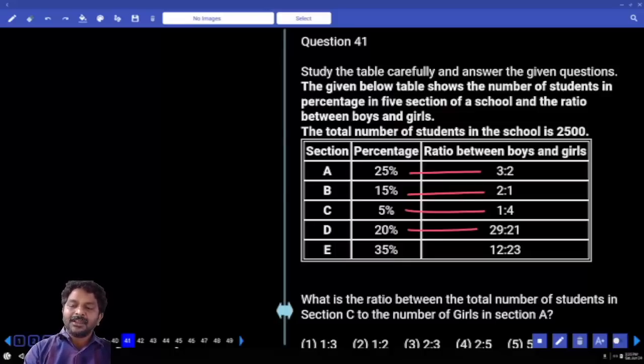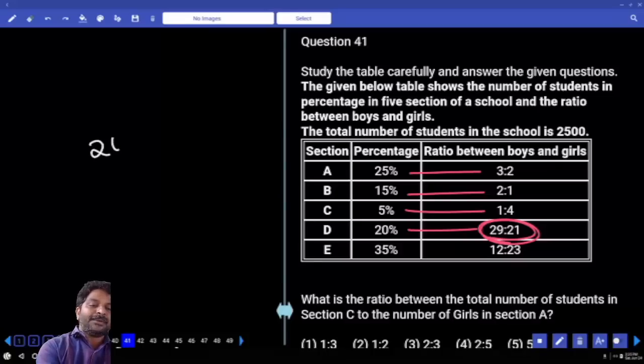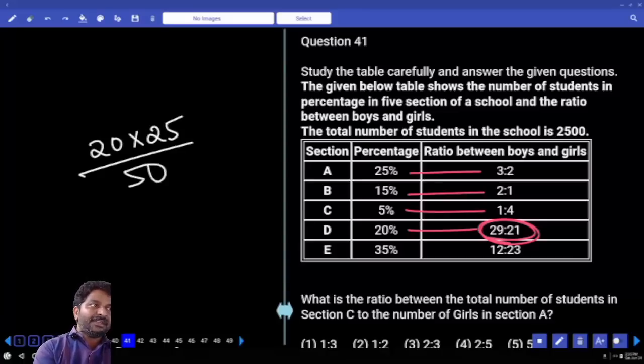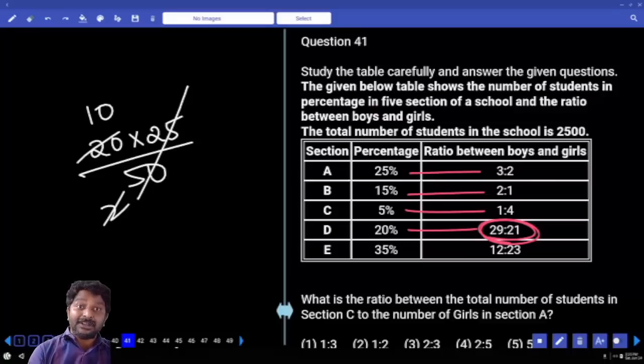So here when you look at it, 20% is divided into how many parts? 50 parts. So 20% means 20 times the 1% value, which is 25, and that is divided into 50 parts, correct? So 2 times 2, 10 times. So where 1 part is equal to 10.